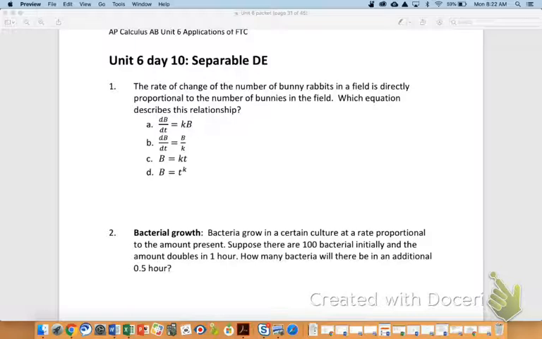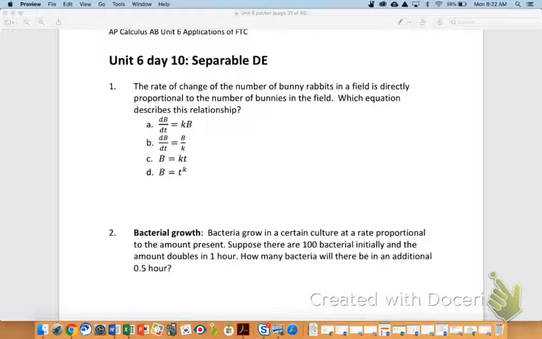So what I want you to do here is basically a translation. Not really a whole lot of calculus. Maybe a little bit, but not a ton. It says the rate of change of the number of bunny rabbits in a field is directly proportional to the number of bunnies in the field. Which equation describes this relationship? Circle one of those 4 options, and you can discuss. This will be our jumping off point for what we're going to do today.